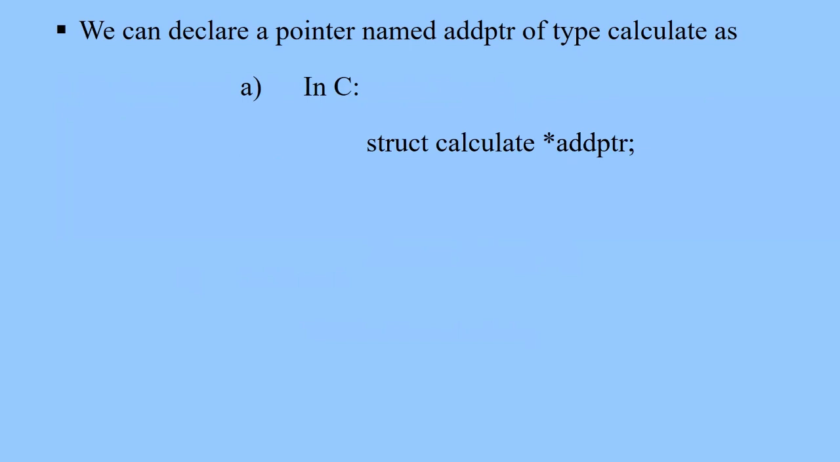So this is a pointer called and pointer. It points to the elements or the members of the struct called calculate. In Pascal, we have it as and pointer, which points to the memory location for the record called calculate.